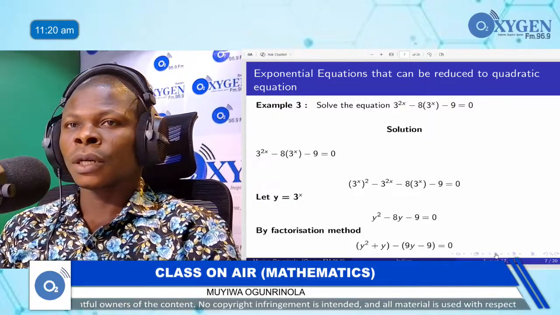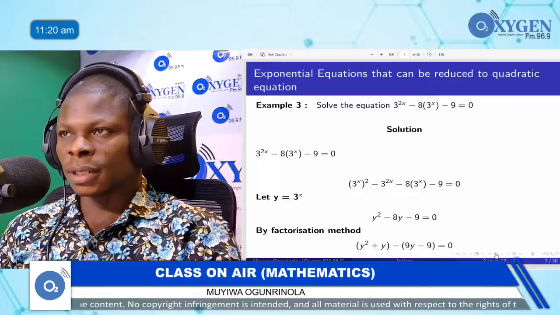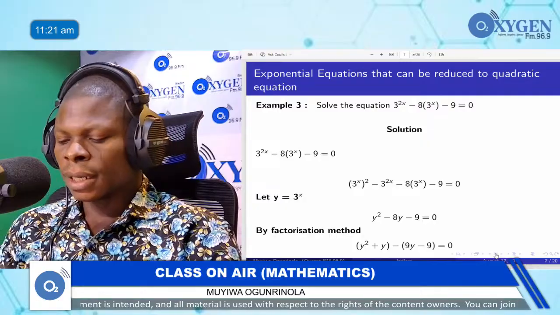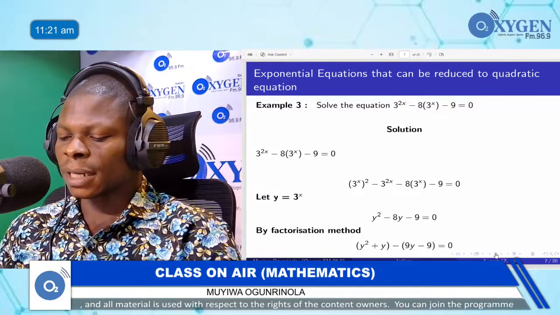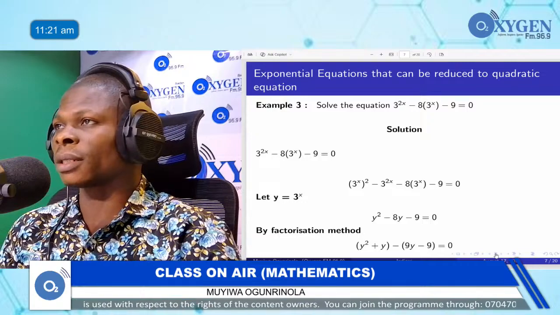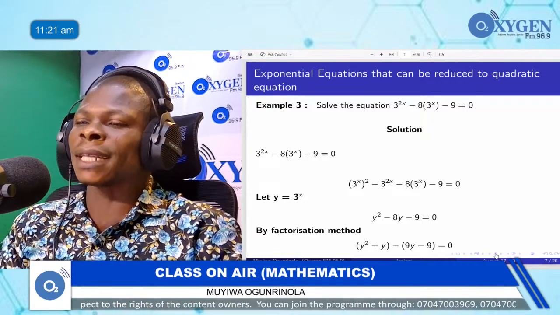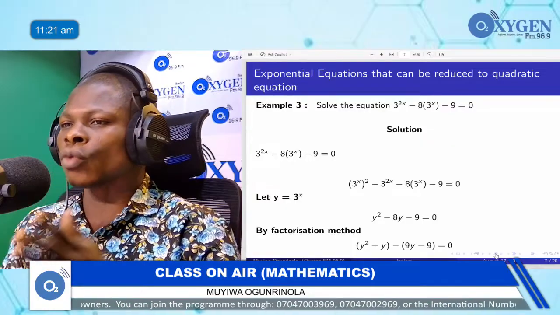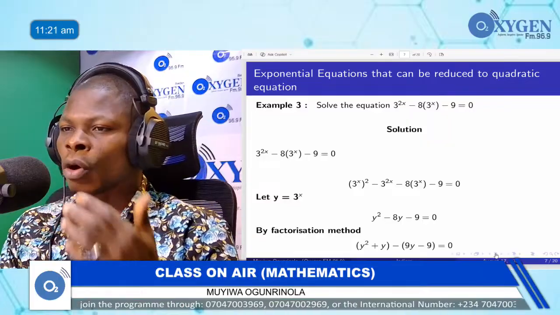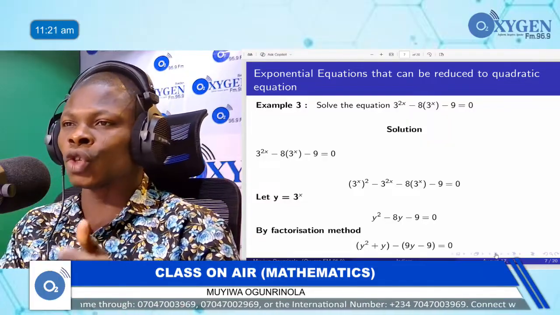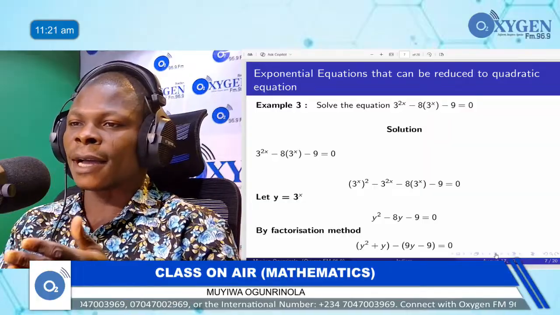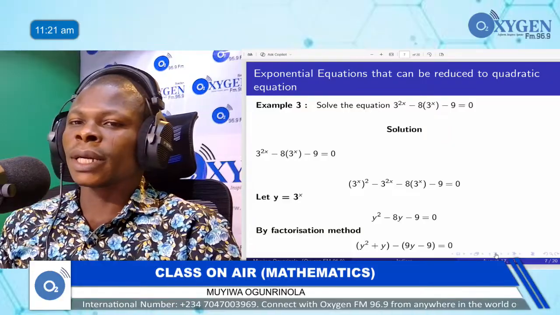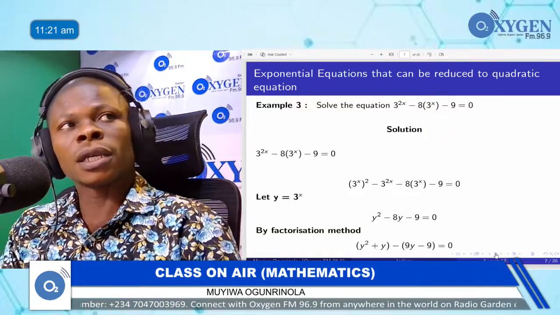So that is what we have learned last week on exponential equation. But for today, exponential equation that can be reduced to quadratic equation. There are some exponential equations that can lead to quadratic equation. It can also lead to simultaneous equation. So we want to solve problems on it so that we will be able to know that all these indices can lead to quadratic equation, can lead to simultaneous equation.